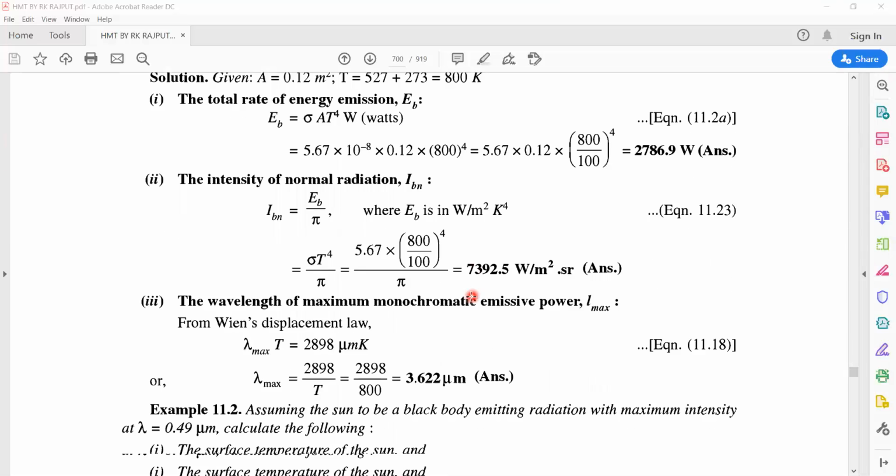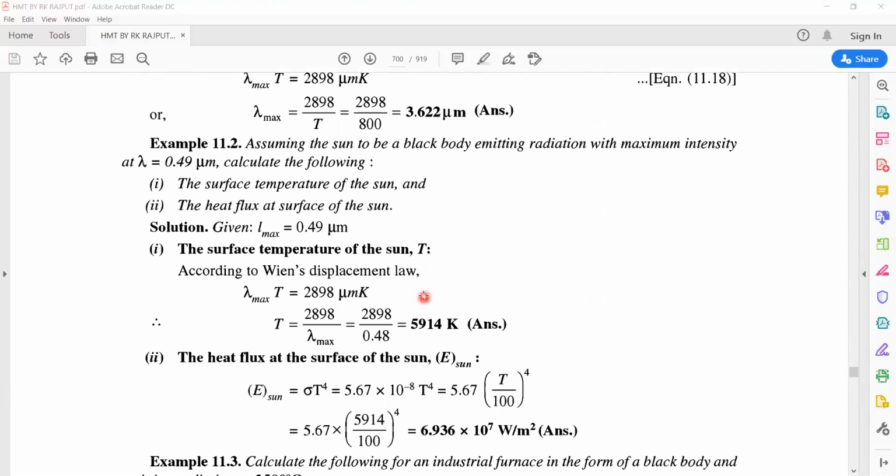Okay, now let's go to the second numerical. Assuming the sun to be a black body emitting the radiation with the maximum intensity at lambda equals 0.49 micrometers, calculate the following. First bit, surface temperature of the sun and the heat flux at the surface of the sun. So he has given the value of lambda. So at the maximum intensity, lambda equals 0.49 micrometers.